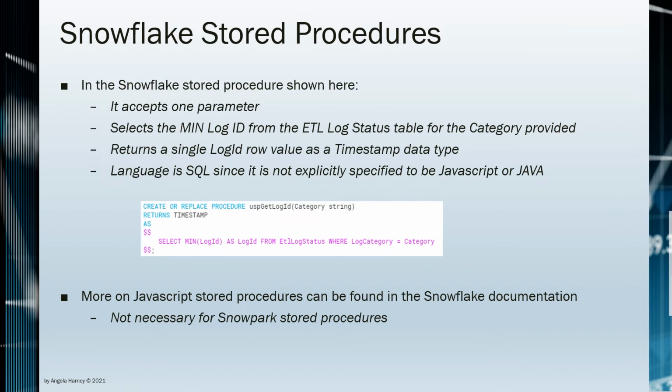The example Snowflake stored procedure shown here is a SQL stored procedure that takes in a parameter and returns a varchar. The results of the select statement need to be guaranteed to return a single row, or the procedure will result in an error. JavaScript procedures are not required for Snowpark, so will not be used for comparison in this video. More on JavaScript stored procedures can be found in the Snowflake documentation.